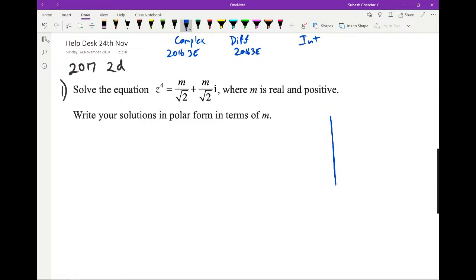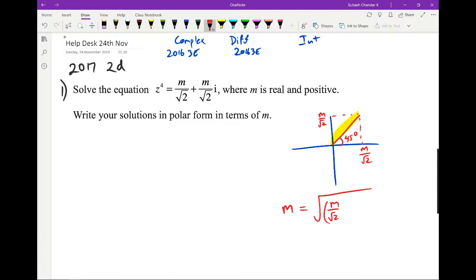The way I do it is I basically just draw the complex number first. When I draw the complex number, I can see that the real part is the same as the imaginary part. So you've got m over root 2 and m over root 2 there. Because of that, the argument is going to be 45 degrees. The other thing is I need to find the modulus. So the modulus is equal to the square root of (m over square root of 2) squared plus (m over square root of 2) squared.